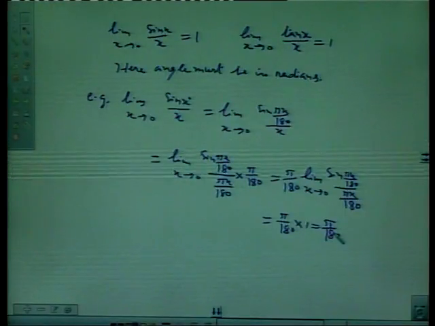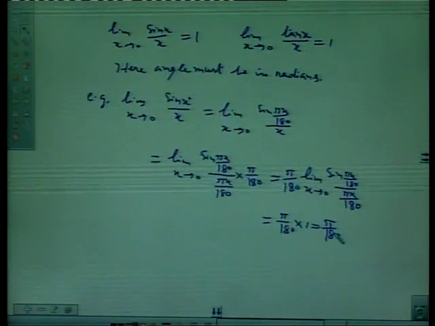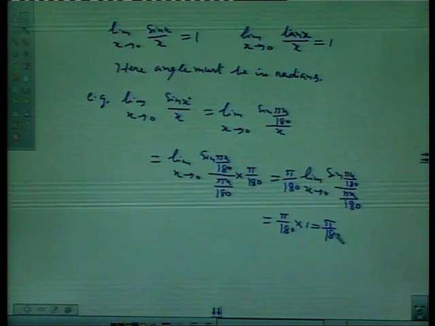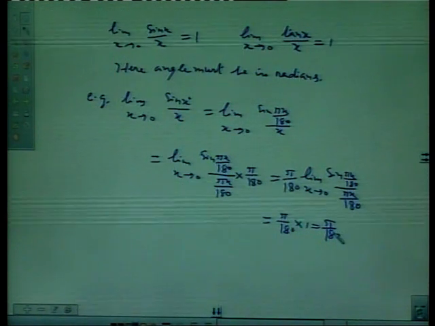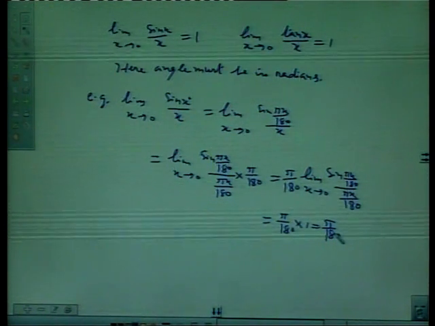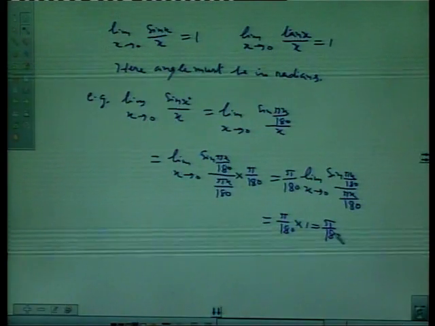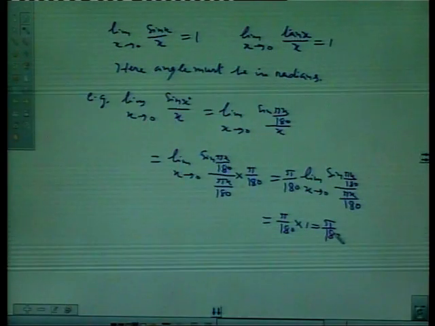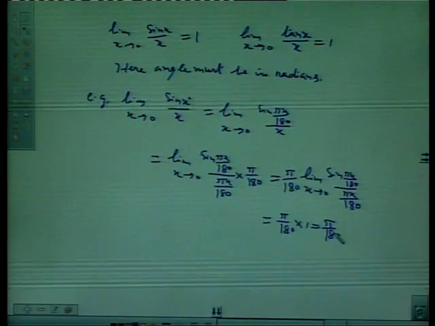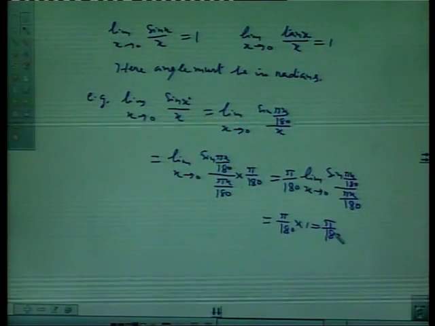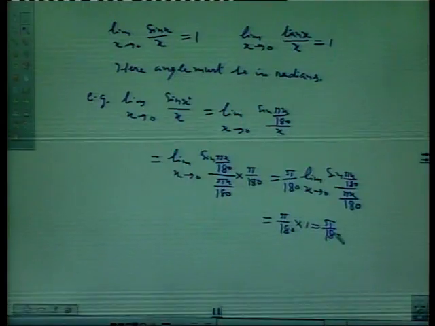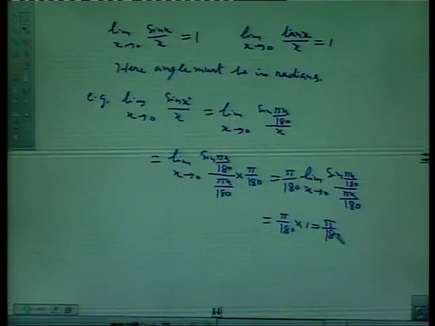So, whenever angle is in degrees, we must change this into radians. So, this is the example when angle is not in radians and it was in degrees. Then we may take another question, another example.